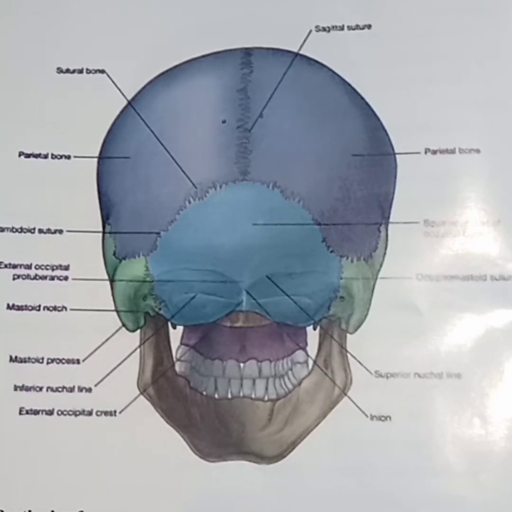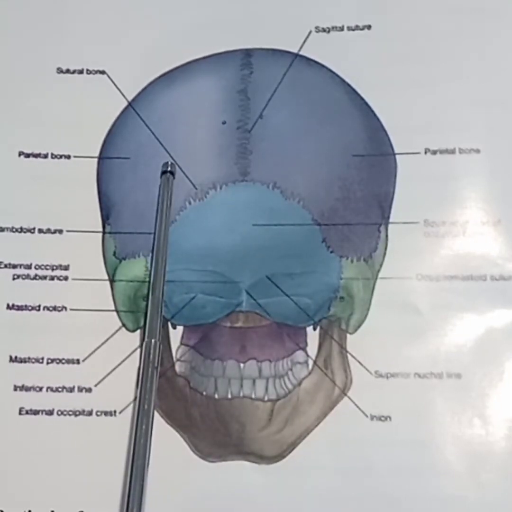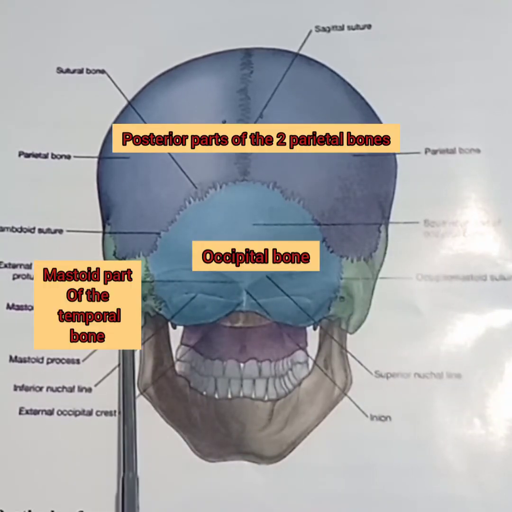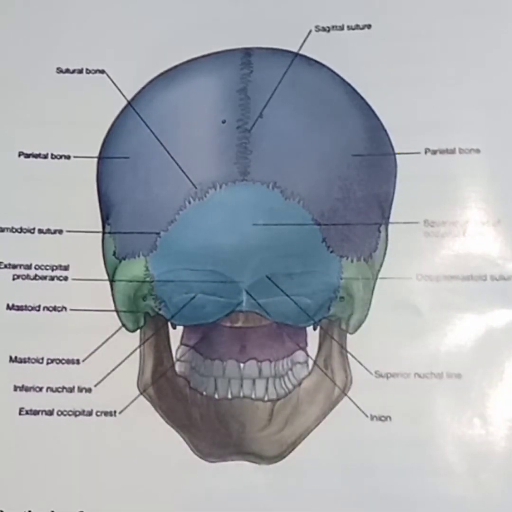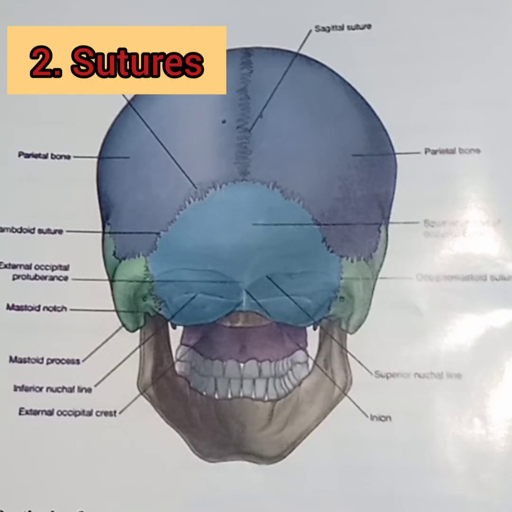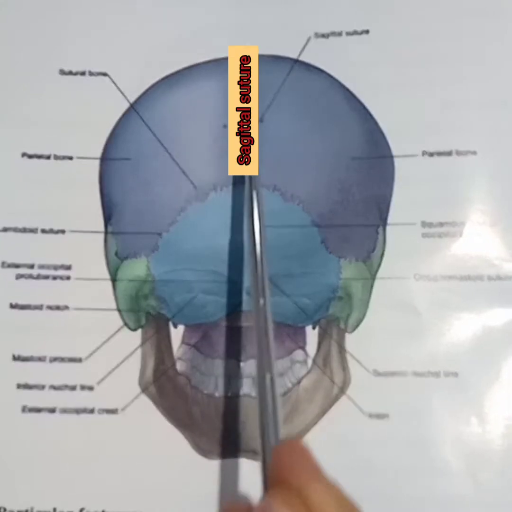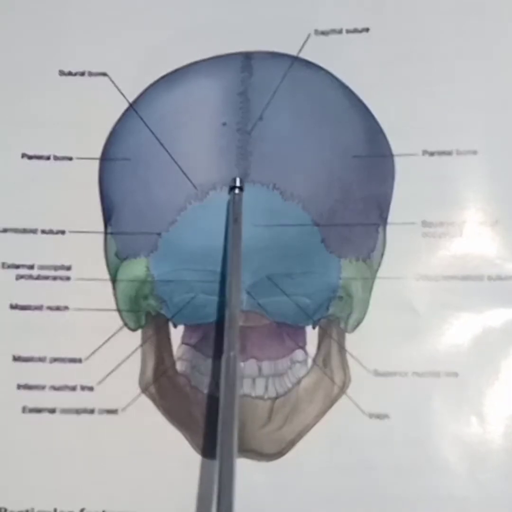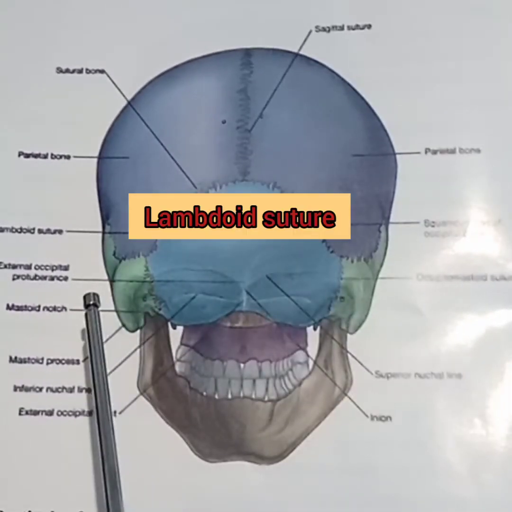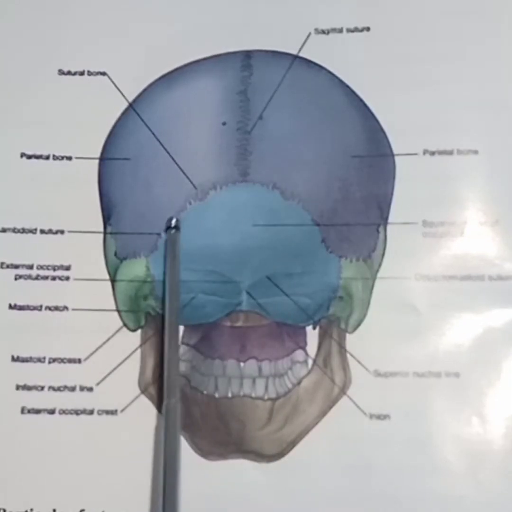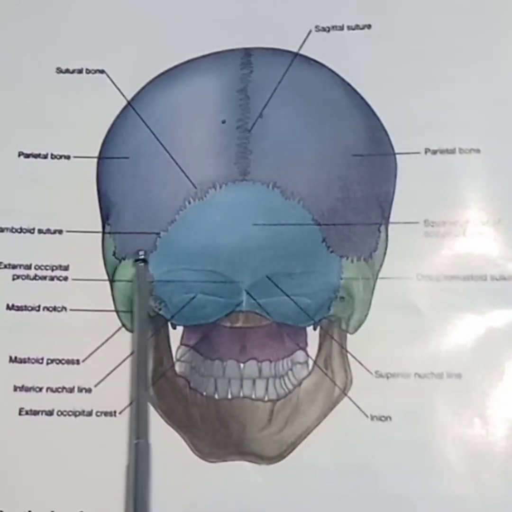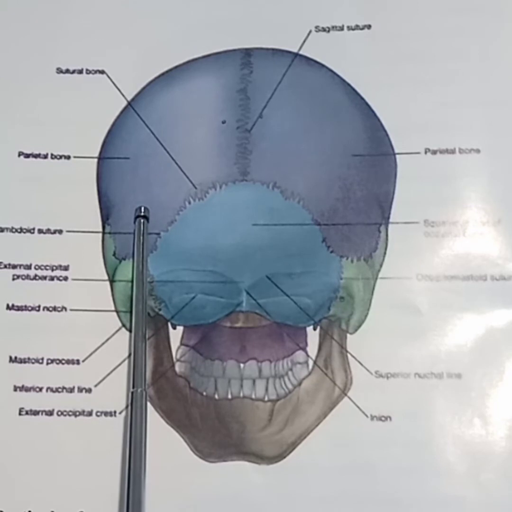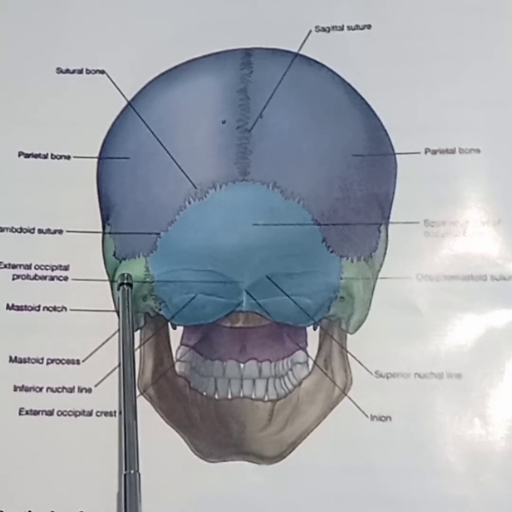So the bones in Norma occipitalis are the posterior parts of the two parietal bones superiorly, the occipital bone inferiorly, and on each side the mastoid part of the temporal bone. What about the sutures? We can see in the midline here the sagittal suture between the two parietal bones. Then we can see the inverted V-shaped lambdoid suture. Then the lambdoid suture becomes continuous with two sutures. One passes transversely outward between the parietal bone above and the mastoid part of the temporal bone below.